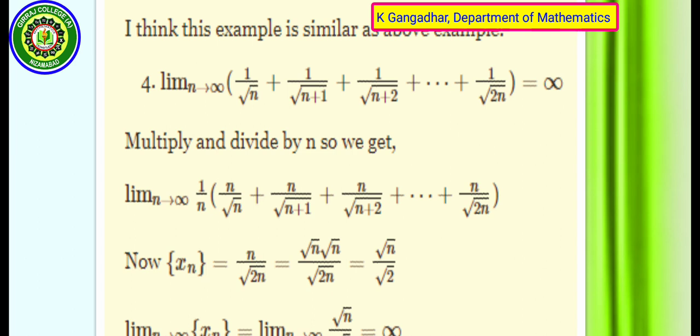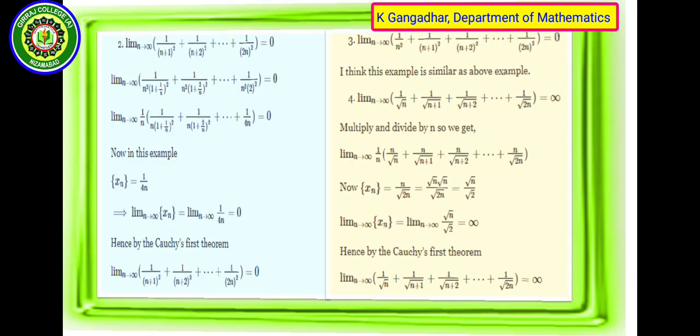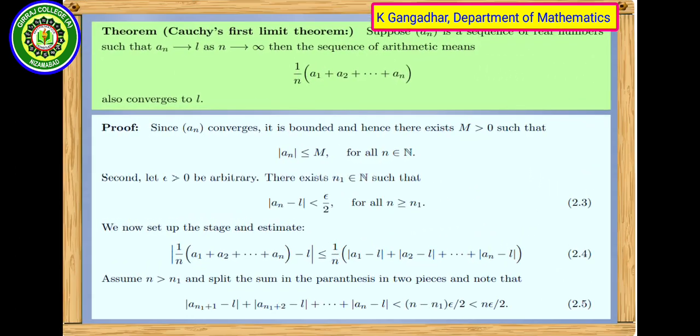So here also, in the denominator, n is not there. So divide and multiply with n. Then 1 by n into n by root n plus so on plus n by root 2n. So here we find the limit of n by root 2n. n cancels, 1 by root 2. So we get the limit value: n by root 2n means root n by 2. Root n by 2 means its limit value is infinity. So by Cauchy's theorem, the total sequence limit is infinity.